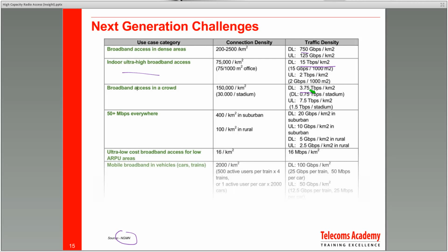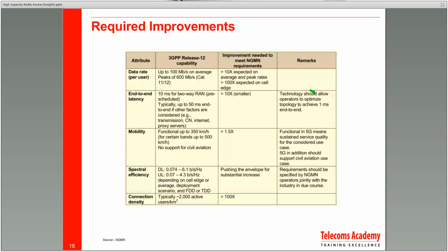So clearly some changes have to be made, maybe to both the architecture of our radio access network, but maybe even the radio interfaces and the amount of spectrum that we have to support those. Just comparing with Release 12 capabilities, so we're looking firmly at LTE Advanced as a comparison, the improvement needed to meet those NGMN requirements: in terms of throughput, between 10 and 100 times improvement is expected. End-to-end latencies, 10 times improvement. Connection densities, 100 times improvement. So there's a lot of work to do, is really what we're saying.